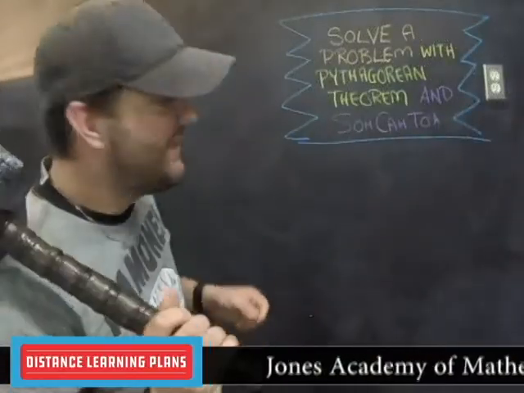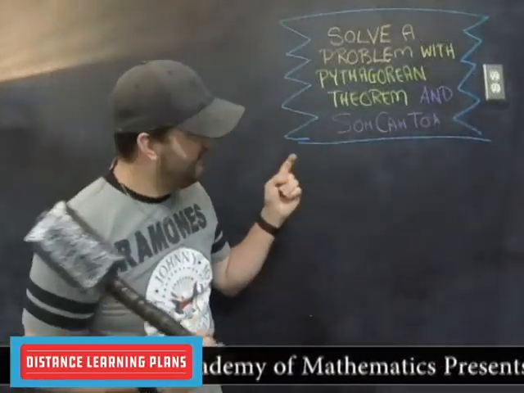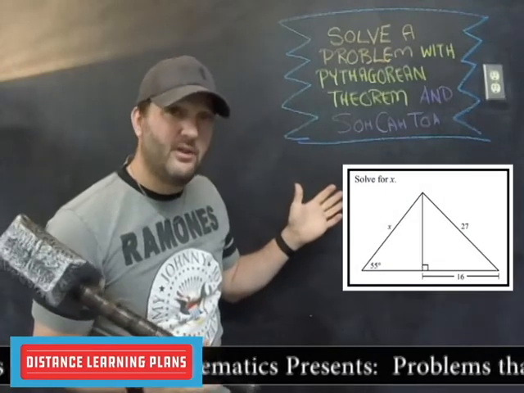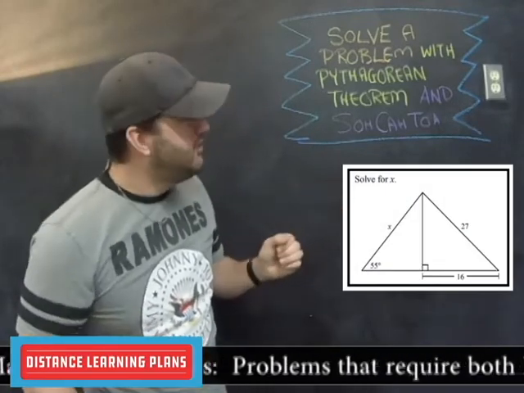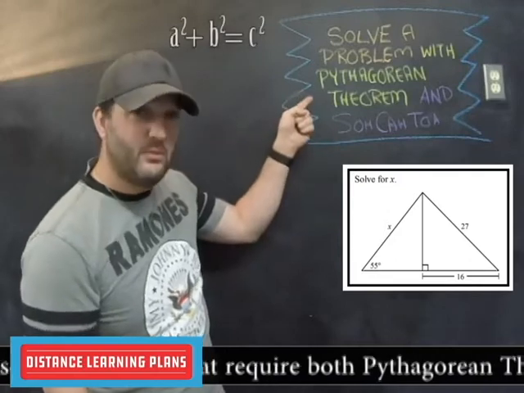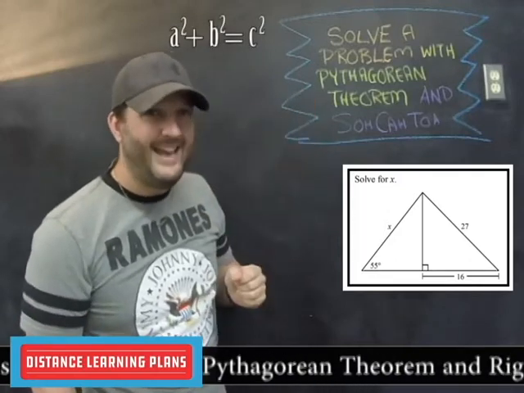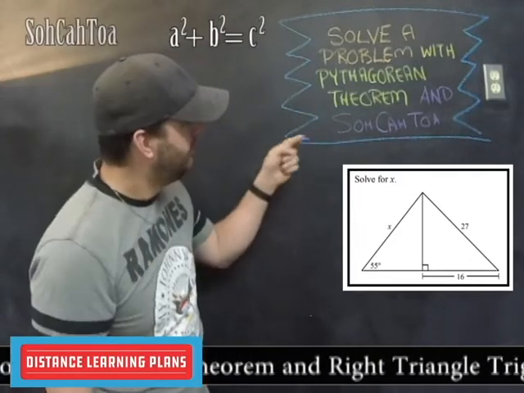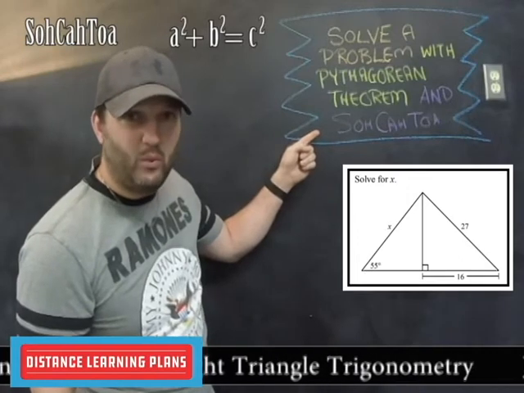This lesson is designed to help you out with problems that look like this, where you have a couple of right triangles, and you're going to have to use Pythagorean Theorem, a squared plus b squared equals c squared, on one of them, and right triangle trig, or SohCahToa, on the other one.